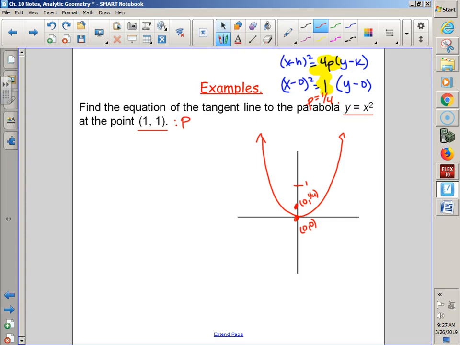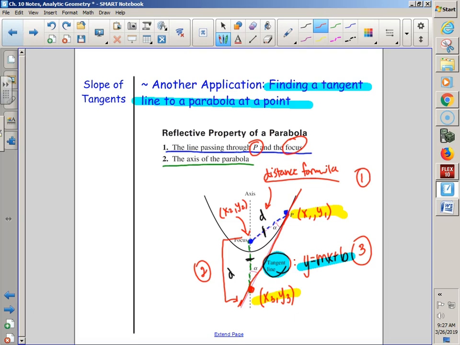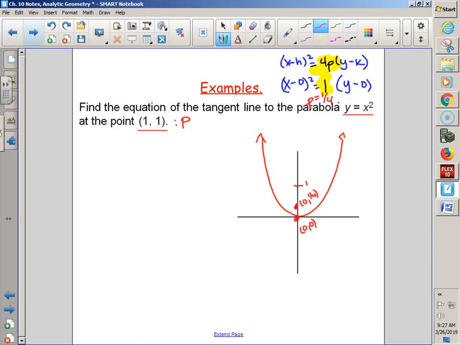Why did I find the focus again? Go back to your steps for the tangent line. I'm supposed to find D between here and here. Don't I know 1, 1? Can't I graph 1, 1? Okay, so here's my point P, and here's my focus F. And what was my job? What was my objective? Step number 1, find the distance. How do we find the distance between points?